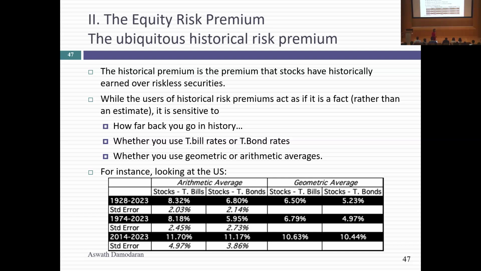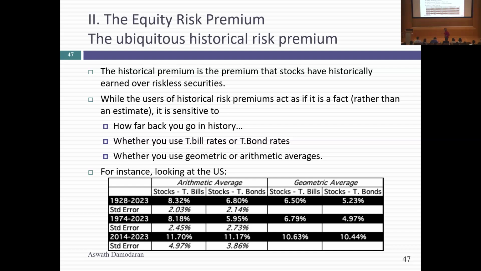I get it. But I'm going to give you the catch. If you ask me what the historical risk premium is in the US, I can give you 12 different numbers, ranging from the lowest number I have, which I think is 4.97%, to the highest number on this page, 11.7%. You're saying, how can they be so different?